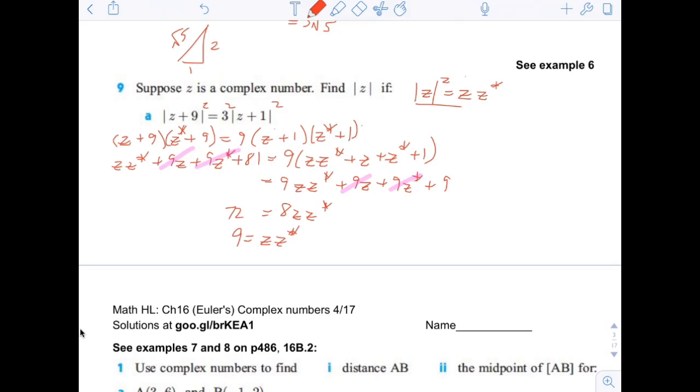Then we have 9 equals z z conjugate, which means that the modulus of z squared equals 9. So the modulus of z is equal to 3. And that's it for this page.